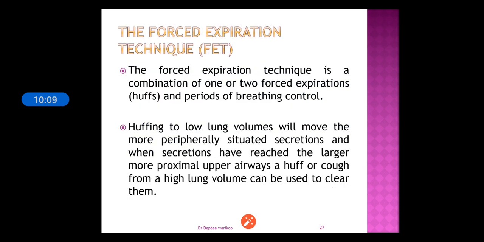After thoracic expansion, the third phase comes, which is the forced expiration technique or FET. The forced expiration technique is a combination of one or two forced expirations, which we call huffs, and periods of breathing control in between. Huffing to low lung volumes will move the more peripherally situated secretions, and when secretions have reached the larger, proximal upper airways, a huff or cough from a high lung volume can be used to clear off the secretions.